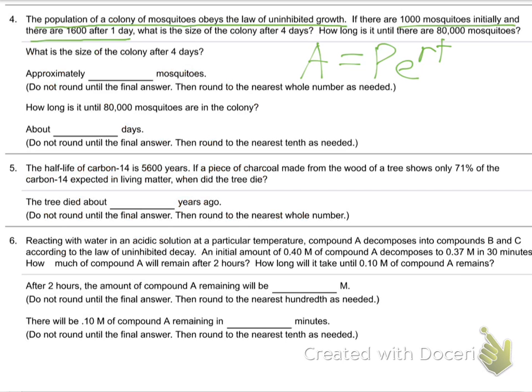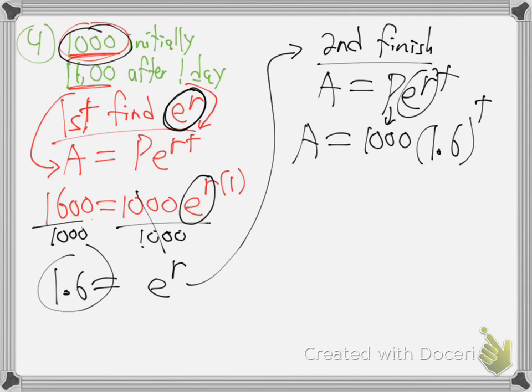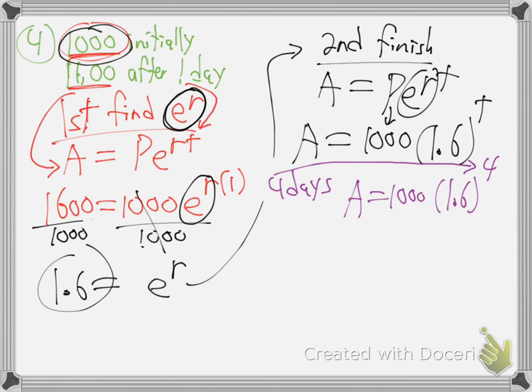What are they asking for? What is the size of the colony after 4 days? So after 4 days, that would mean put the 4 in for t right there. Hit the buttons on your calculator. You get 6,554. A lot of mosquitoes after 4 days. So that's the first question.